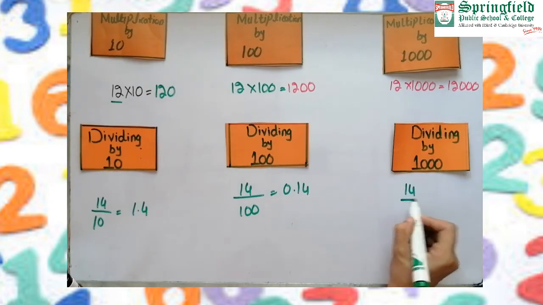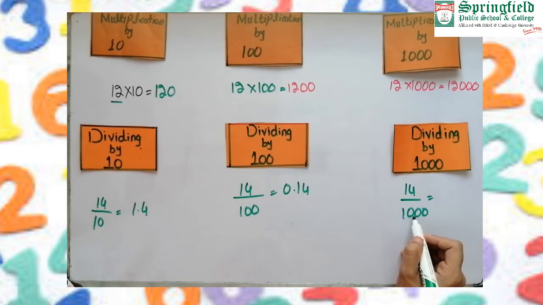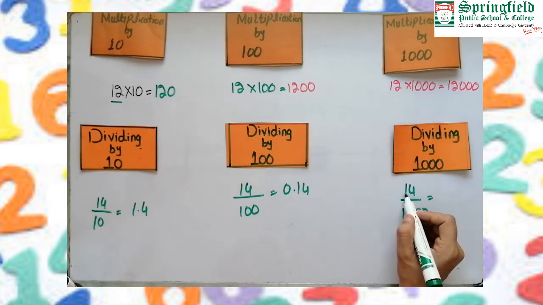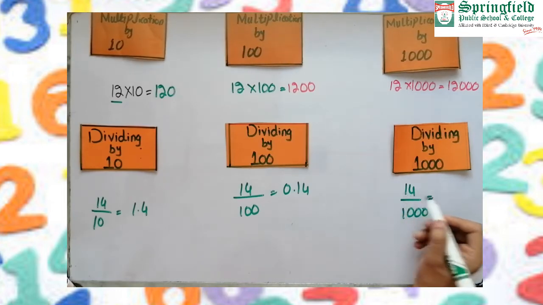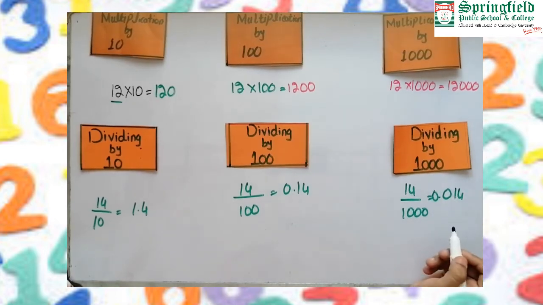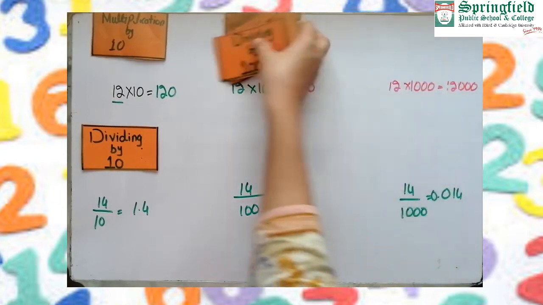And similarly, when 14 is divided by 1000, what will be the answer? 1000 has 3 zeros, 1 2 3, so we write the point after 3 digits. There are only 2 digits, so what do we do in this type of condition? We write one 0 more: 0.014, and this is your answer in decimal form. Understood beta? Okay, these are the prior knowledge points.